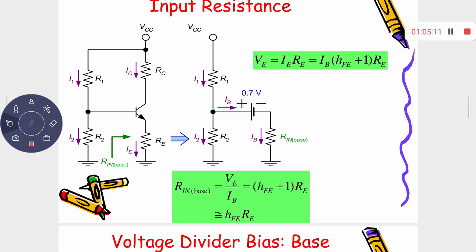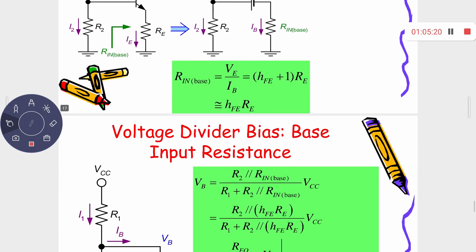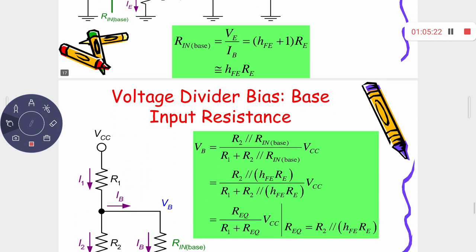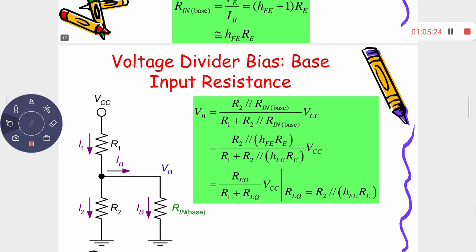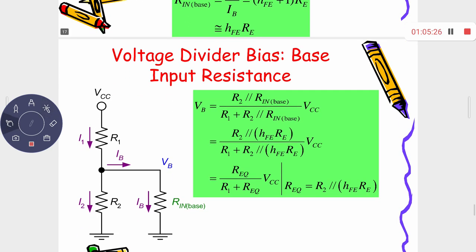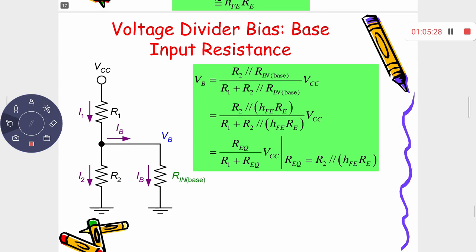And if Rin base and R2 are comparable, what should be your equivalent current? In that case, for accurate calculation, this should be your base voltage. Vb is equal to R2 parallel Rin base. In that case, these two are coming in parallel, R2 and Rin base. And this is an even more accurate calculation.